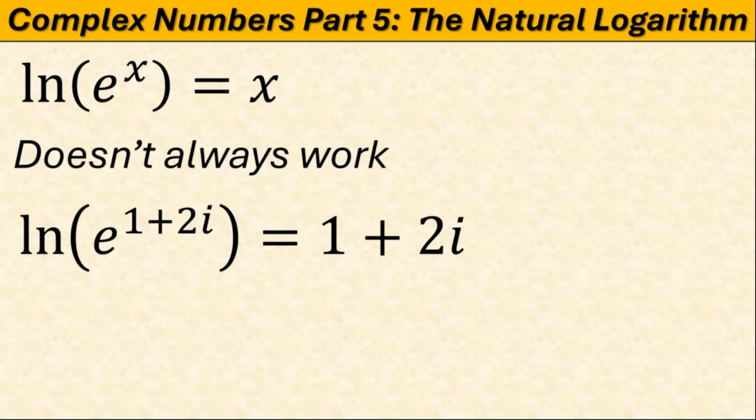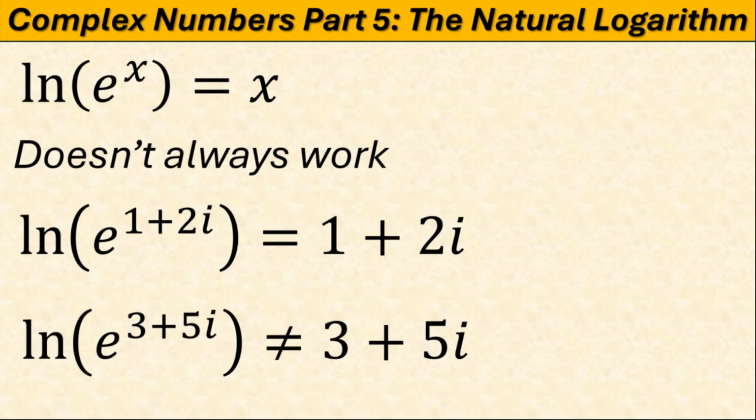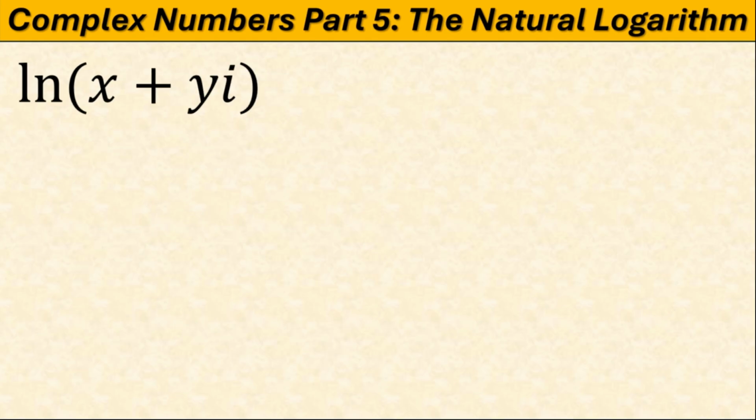For example, in the complex number 1 plus 2i, the imaginary part is 2, which is between the desired range, and so the natural log of e to the 1 plus 2i is equal to 1 plus 2i. With the complex number 3 plus 5i, however, the imaginary part 5 is not between the desired range, and so the natural log of e to the 3 plus 5i fails to be equal to 3 plus 5i.